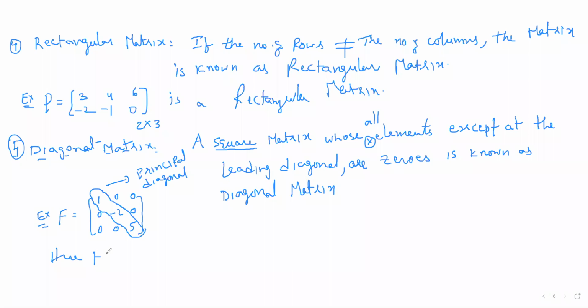Here capital F is a diagonal matrix. Okay, this is one. So for other types of matrices, let us continue in the next class. Okay, so 1 minute please.